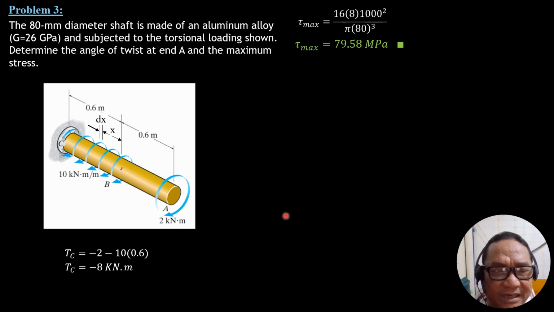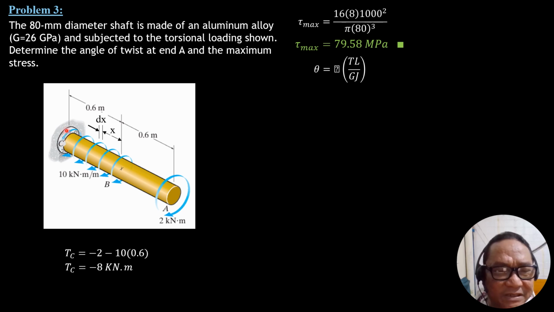Now for the angle of twist, for AB, it is constant at 2 kilonewton meter. So at B, we just imagine that B is fixed and the torque is 2. So TL over GJ, that's the formula, summation of TL over GJ. We're looking for the maximum angle of twist at A.